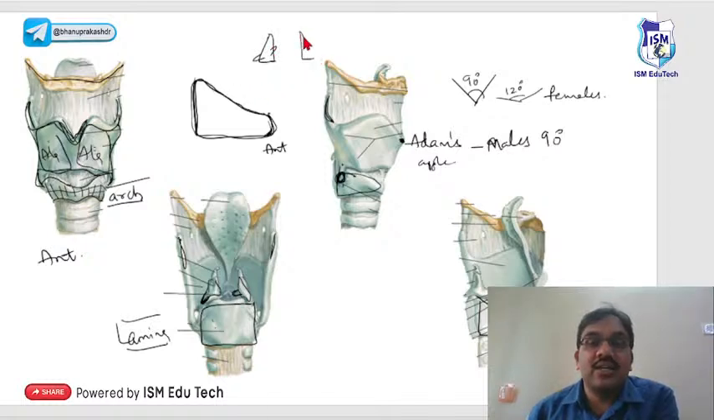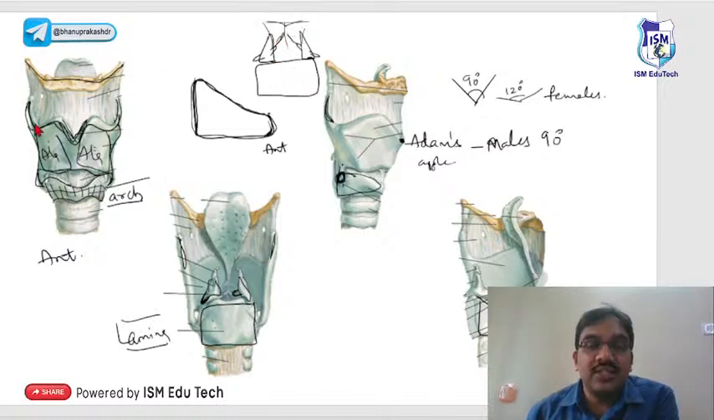Similarly, the arytenoid on the other side also has a muscular process posterolaterally and a vocal process anteriorly. From here the vocal cords attach. The vocal cords arise from the vocal process located anteriorly on the arytenoid cartilage. The arytenoid cartilage itself sits over your cricoid lamina. Anteriorly, the vocal cords are attached to the thyroid cartilage.